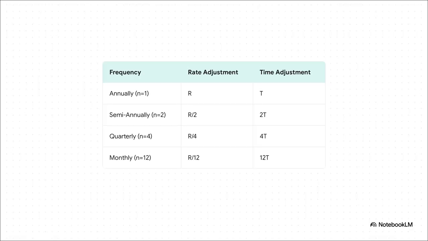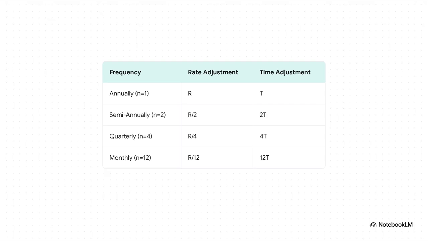You have to see the simple logic here. It's an inverse relationship. If you compound twice as often, semi-annually, you have to use half the annual rate, but you do it for twice the number of time periods. The rate gets divided, the time gets multiplied. So for that 8-monthly problem, well, there are 1.5 8-month periods in a year.